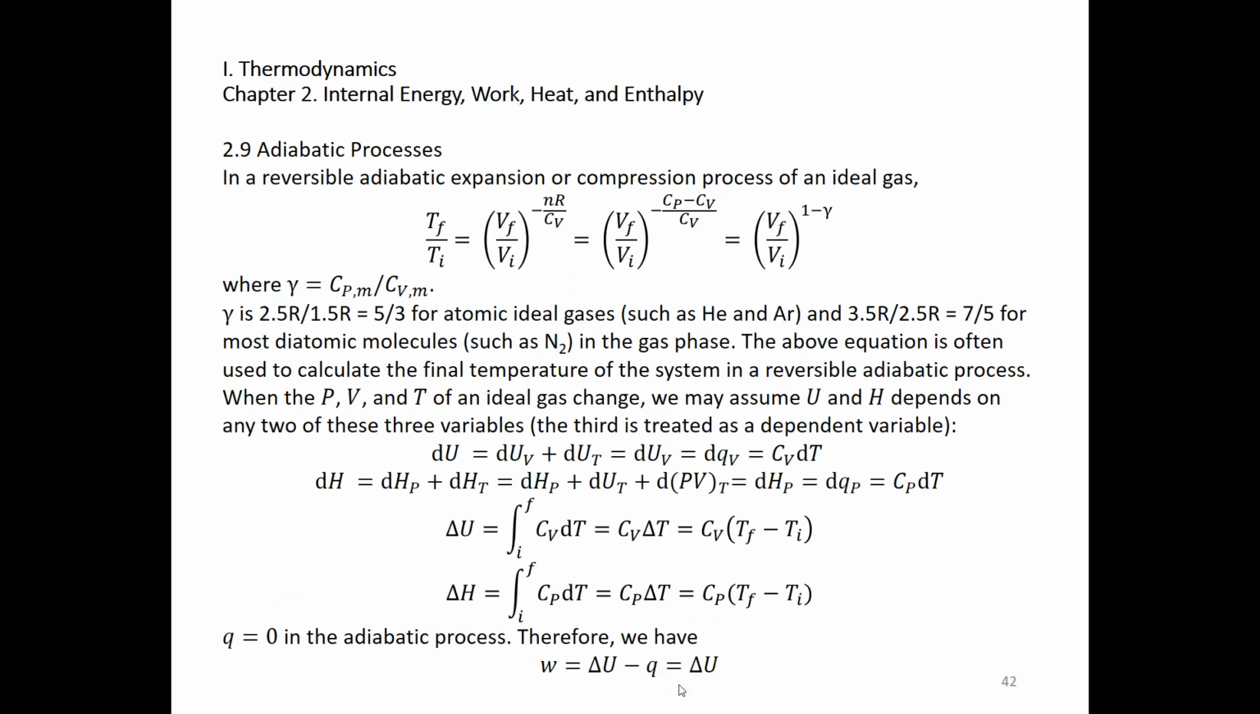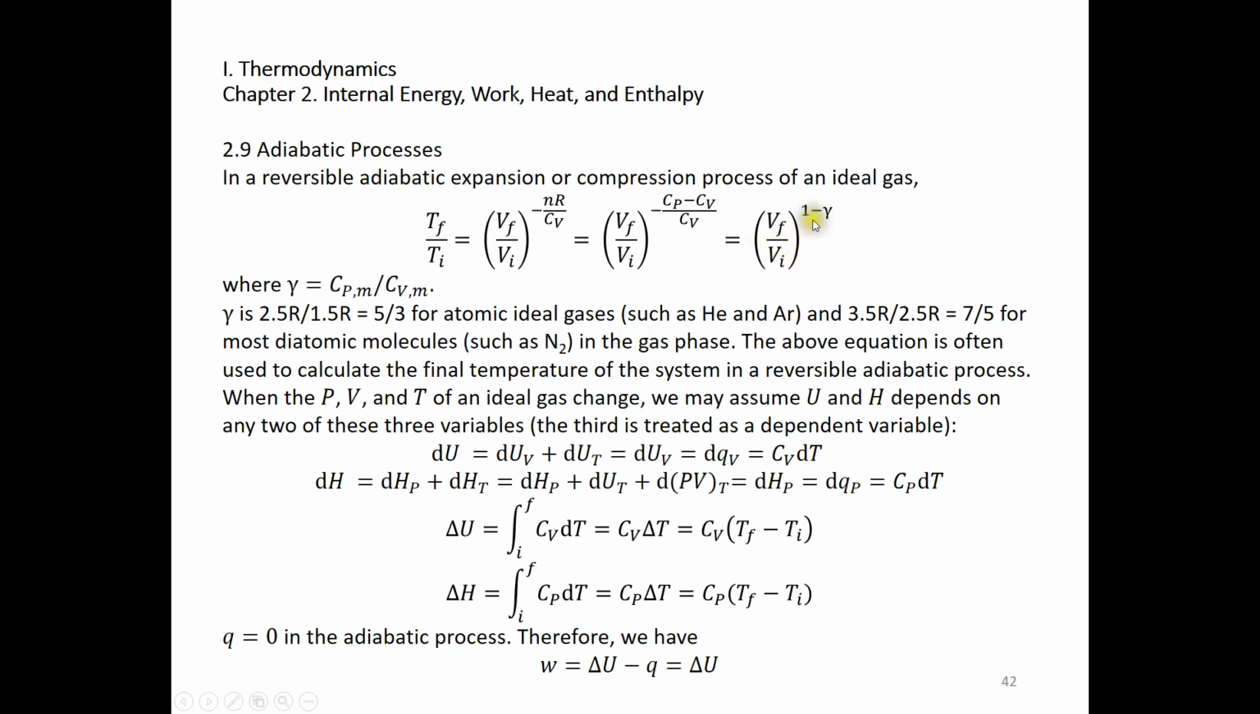In a reversible adiabatic expansion or compression process of an ideal gas, the temperature ratio is the volume ratio to the power of 1 minus gamma. And again, gamma is Cp over Cv. Gamma is Cpm over Cvm. What if you have a diatomic molecule? Usually Cvm is 2.5 R. Cpm is thus 2.5 plus 1, 3.5 R. And gamma is then 7 over 5, which is 1.4 for many diatomic molecules in the gas phase.